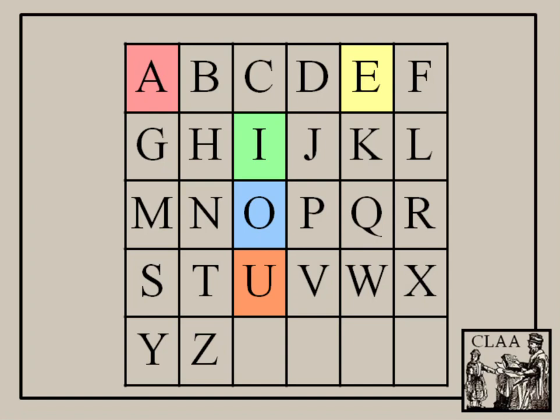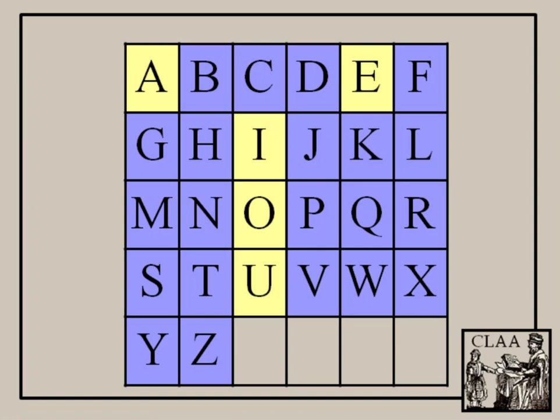You should also be able to name the 5 English vowels. In the red box is the vowel A. In the yellow box is the vowel E. In the green box is the vowel I. In the blue box is the vowel O. And in the orange box is the vowel U. You should know the names of the 5 English vowels. And thus far, we've already studied the first 4, A, E, I, and O.